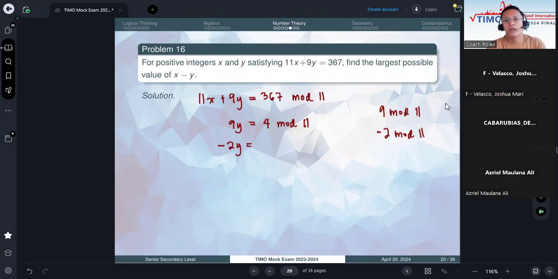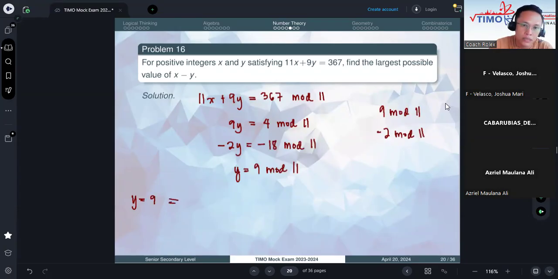Then the 4 can be written as 20, negative 18, modulo 11. So from here, your y can be simplified to 9 modulo 11. So your y is equal to 9.